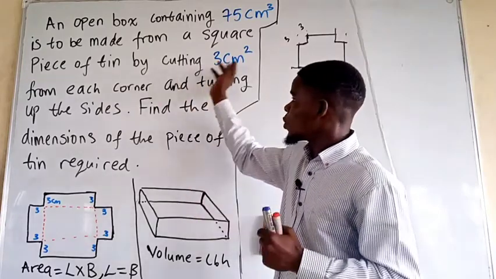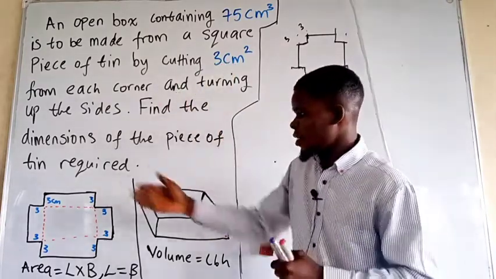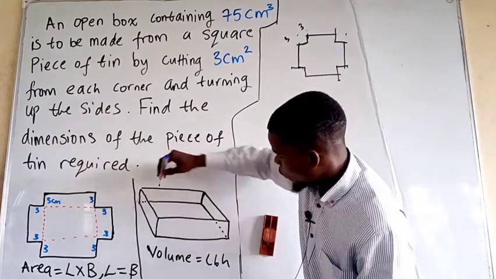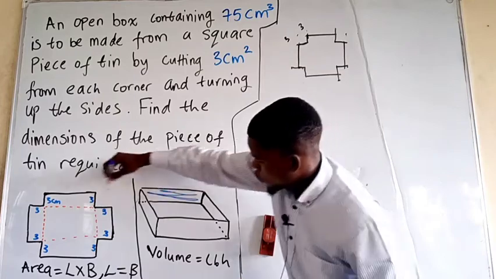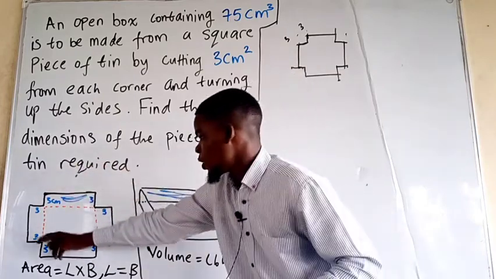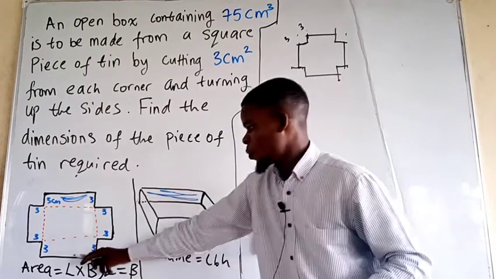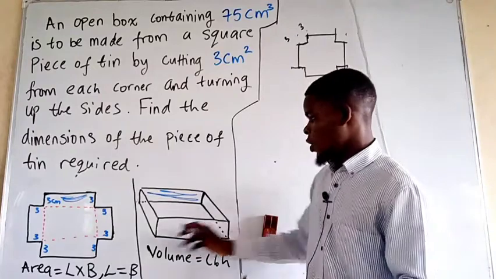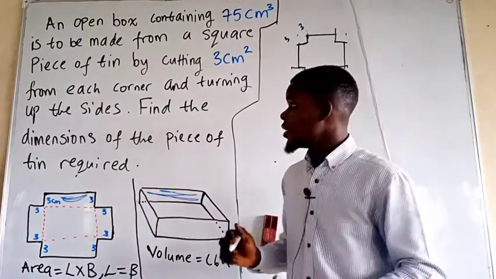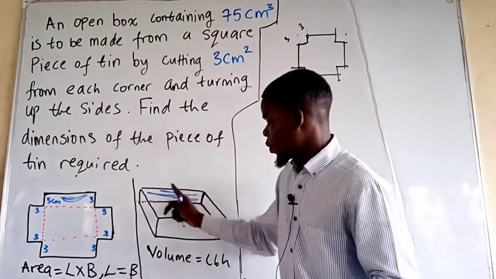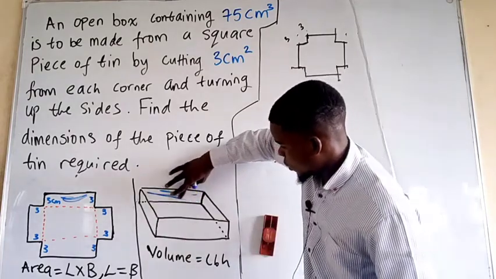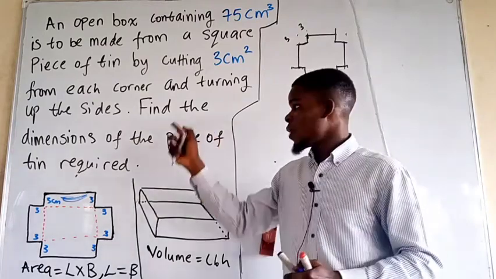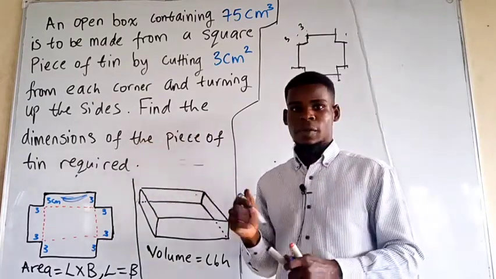And after cutting them off, we turn up the sides. So you turn this up, this will form this other part of the box. When you turn this side up, you turn this one, this forms this side. You turn up this one, this forms this side. You're just standing and it's just a box. So you turn up this side. So it's from there that we get the whole box itself, after turning up the sides. Now, the question here is to find the dimensions of the piece of tin required.